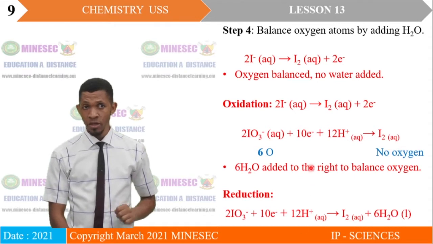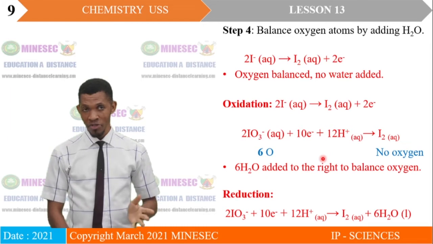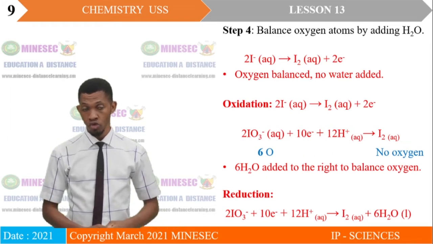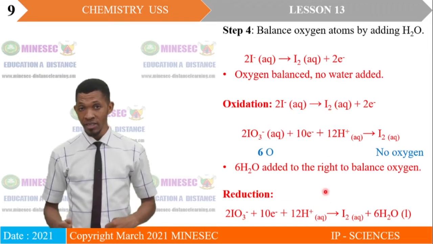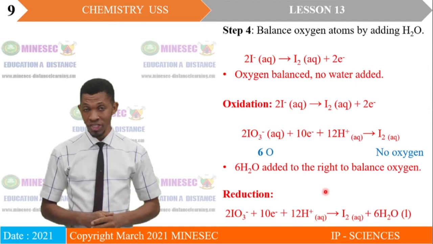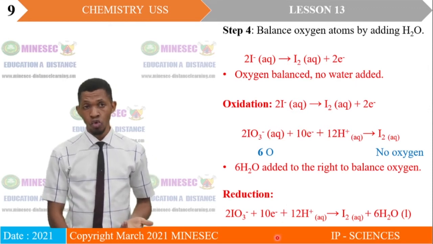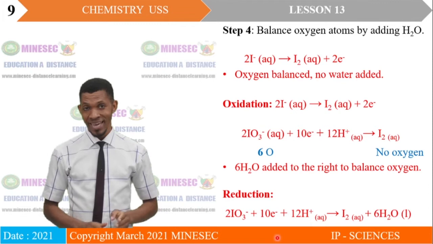On the other hand, looking at the reduction half equation, there are 6 oxygen atoms to the left and no oxygen to the right. So 6 water will be added to the right in order to balance the oxygen atoms. Therefore, the reduction equation is 2 iodate plus 10 electrons plus 12 hydrogen ions giving 1 iodine and 6 water.